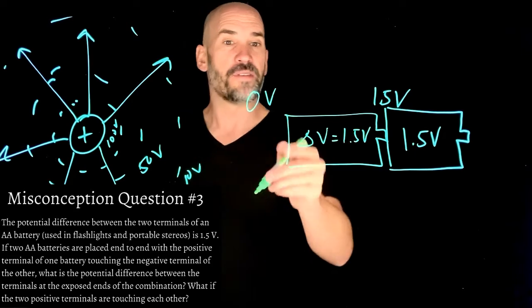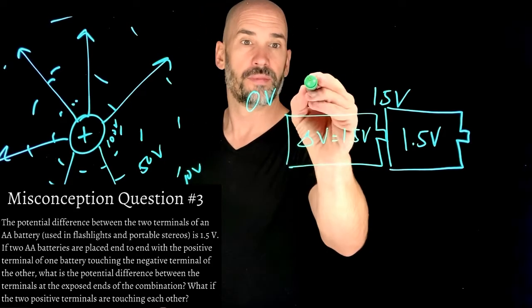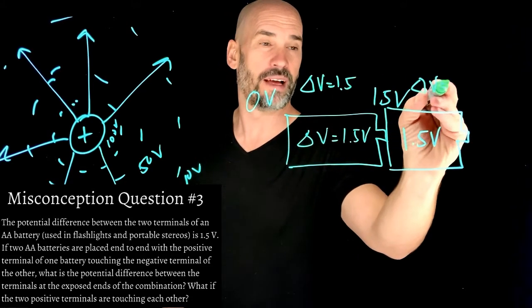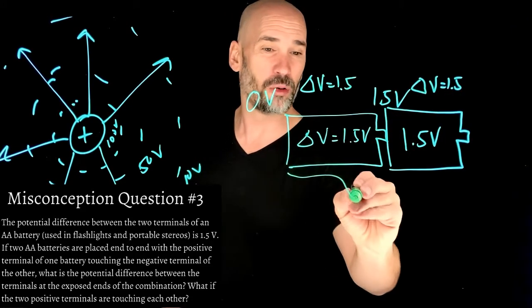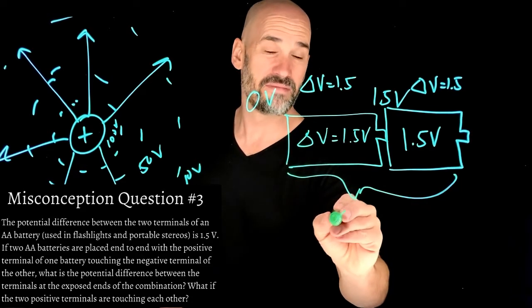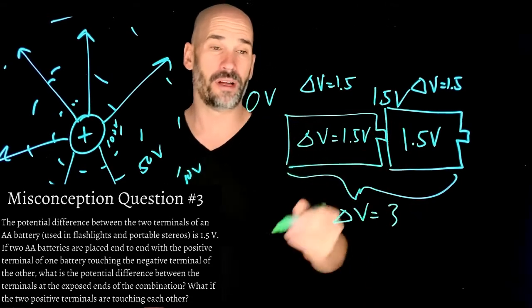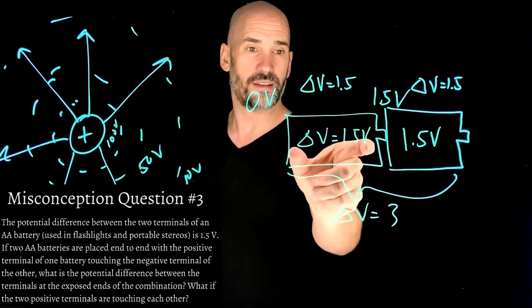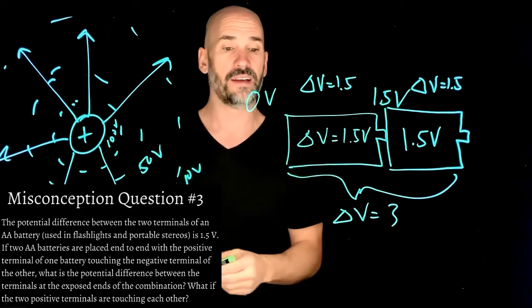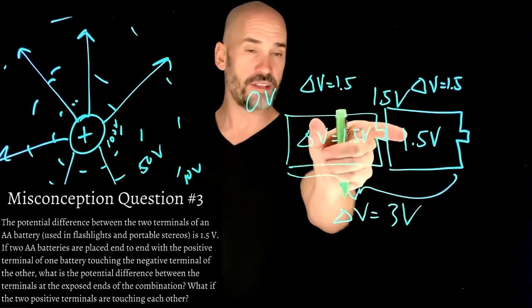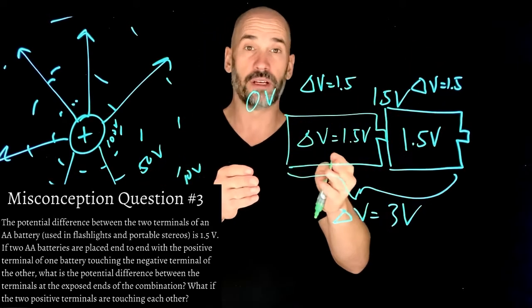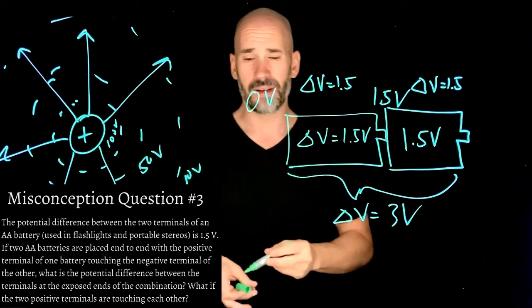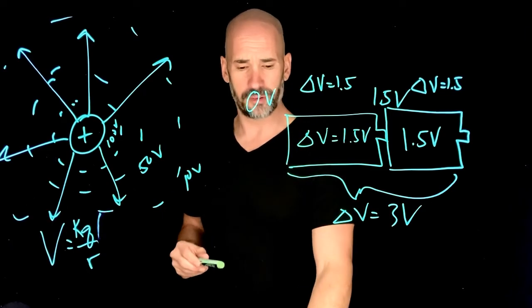So if this difference is 1.5, and this difference here is 1.5, then the difference between the whole thing, very simple, must be delta V equals 3. You just add them up, right? Just because you're connecting them doesn't mean the difference goes away. The difference is going to add. So the more of these you add together, you could add 4 of them together, and you will get 6 volts, and on and on and on. All right, misconception question number 3 is over.